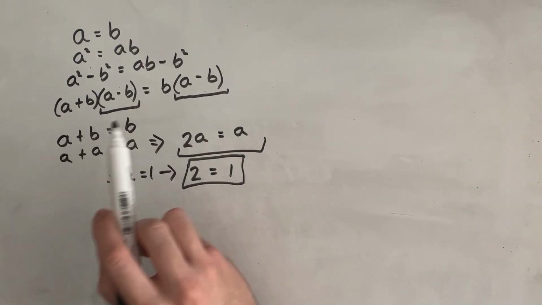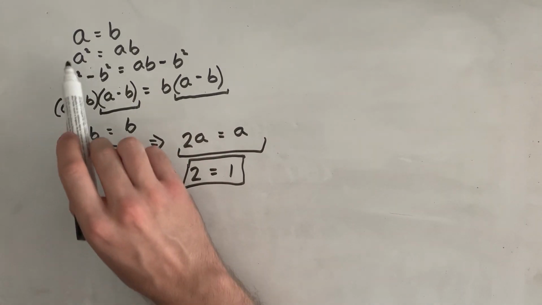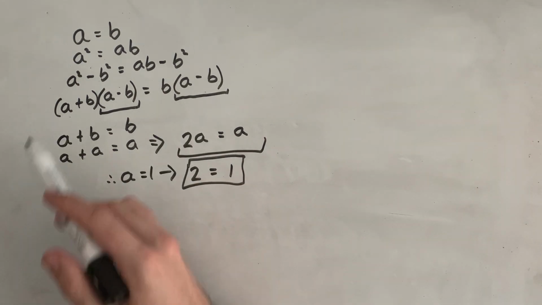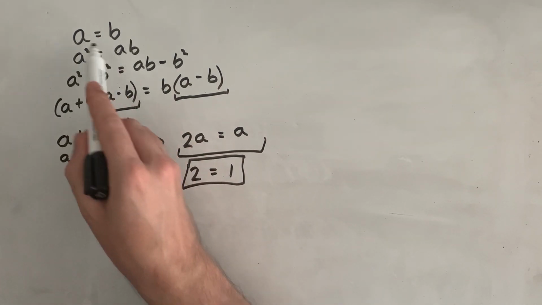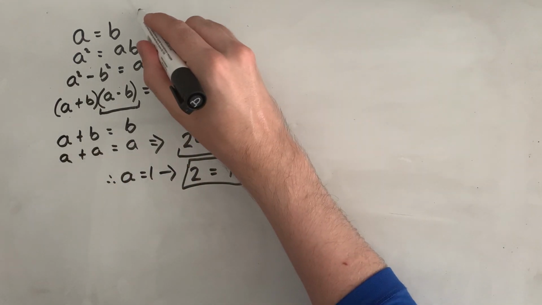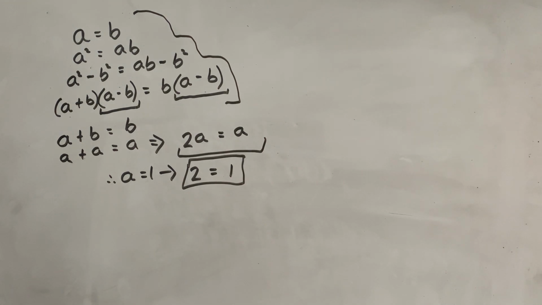Okay, so actually why this proof falls apart. The first line is fine, the second line is fine, and the third line is fine. Even the fourth line, because these are just simple manipulations, we're just multiplying each side by something, subtracting something, and factorizing. So there is no issue, mathematically, with what we've done here.